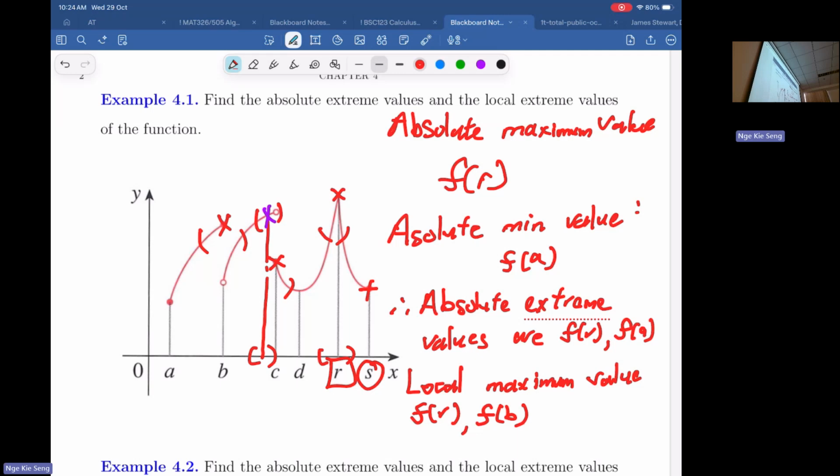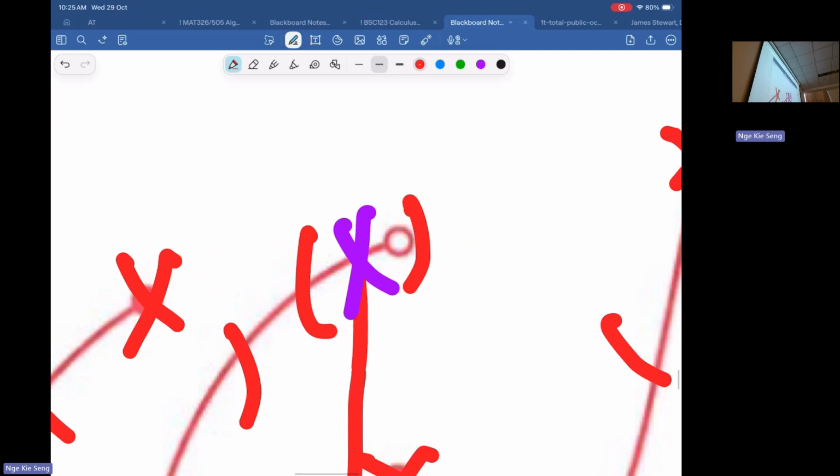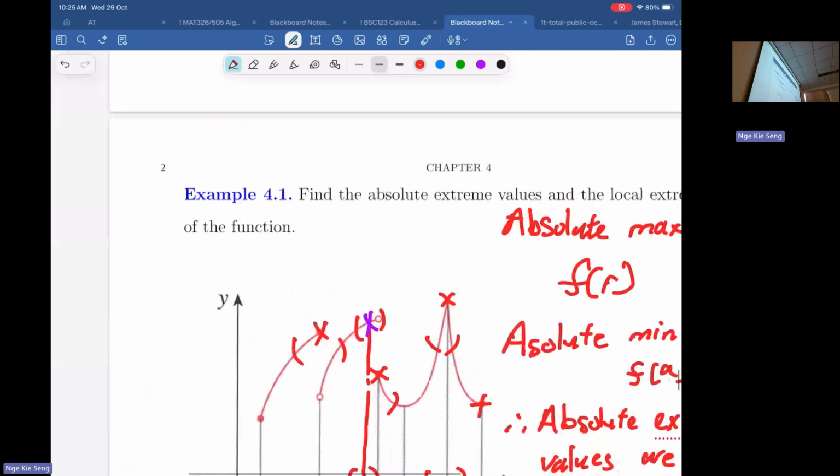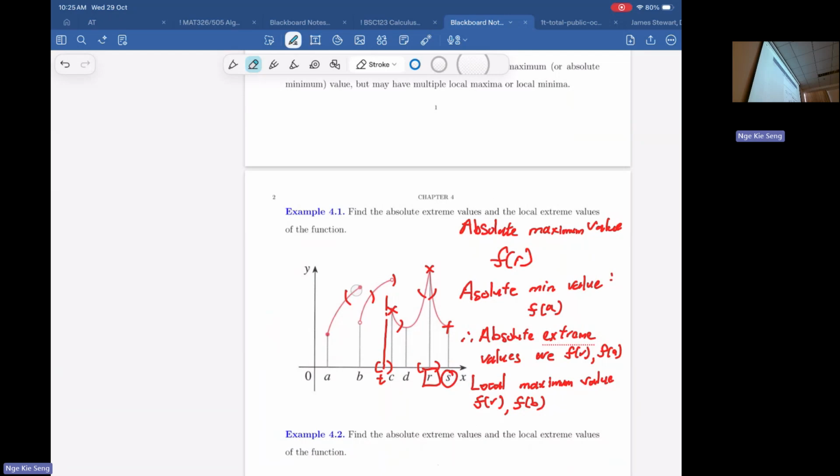Right? Let's say we call this T. Any point on the right of T will evaluate to something greater than f(T). Can or not? So you cannot really pick any points from this line here because this line is forever going up. Okay? Yeah, so basically these are the only two local maxima.